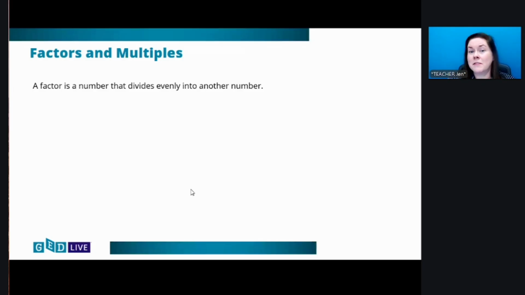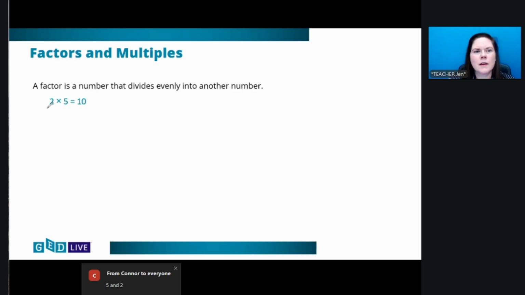A factor is a number that divides evenly into another number. So of these three numbers, which two are the factors? 2 and 5 are the factors. So every number, like 10, can be broken down into its factors. 2 and 5 are factors of 10. All right, you got that one right.